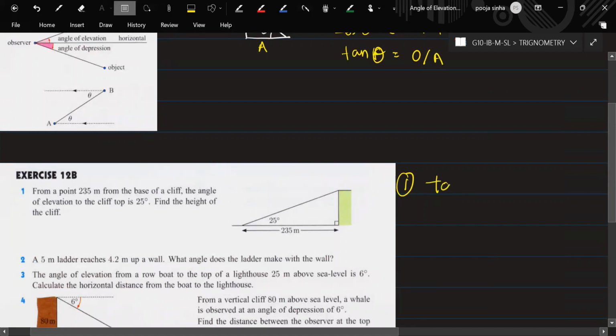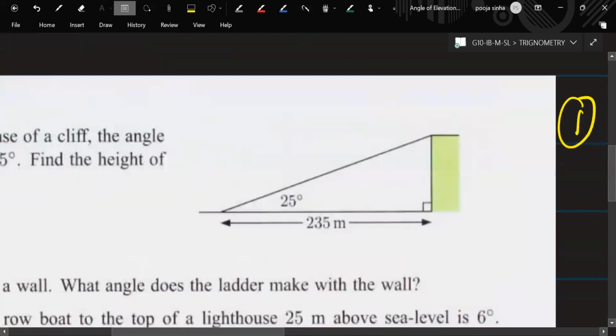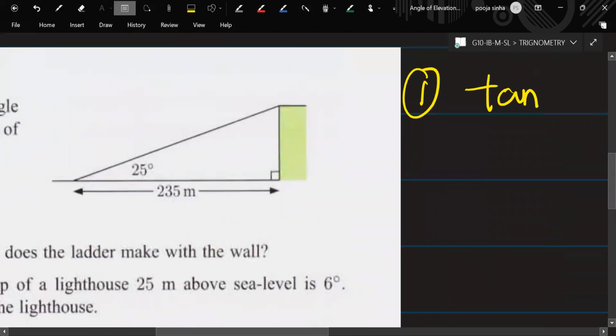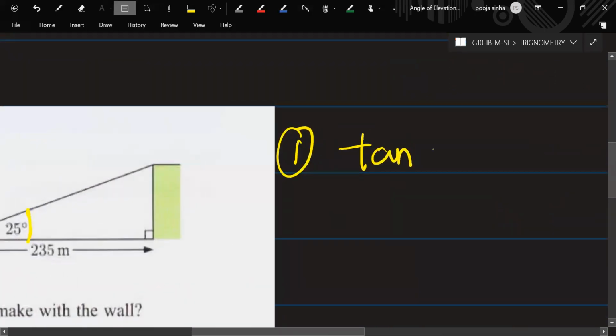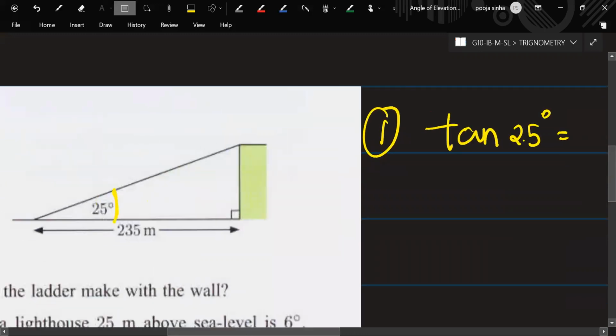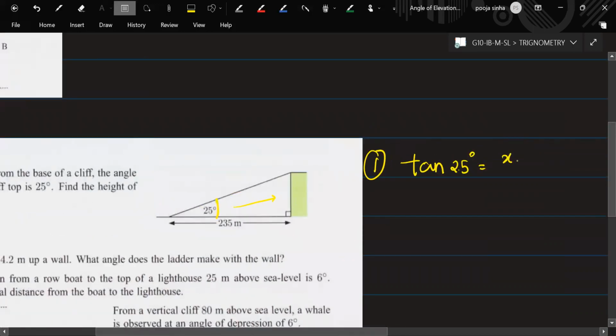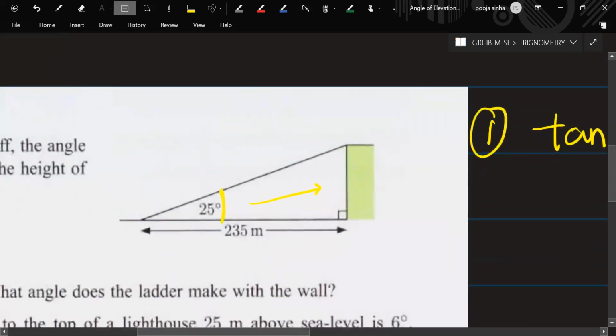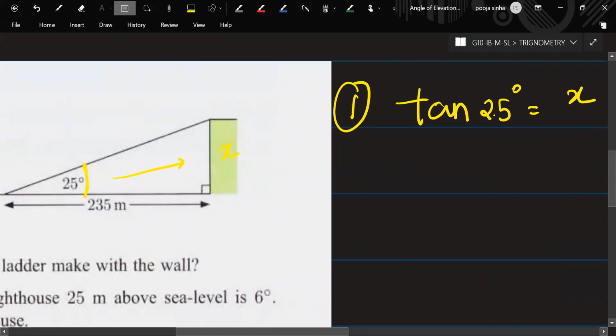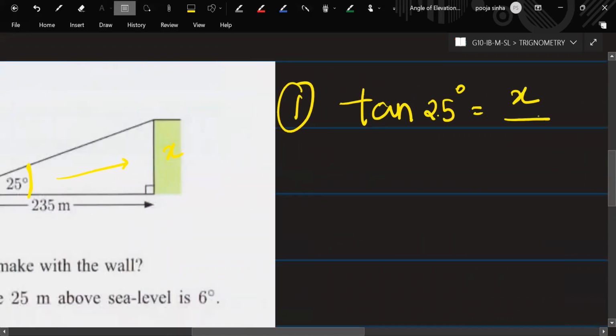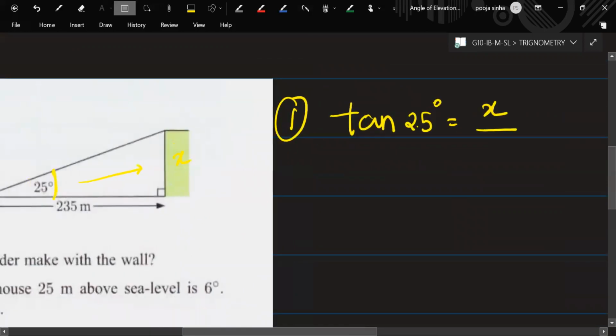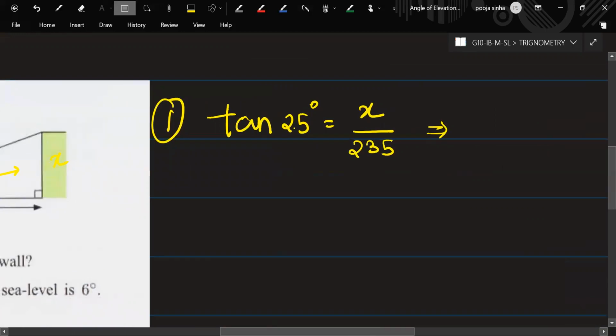You said tan theta. And theta is how much given to us? 25 degrees. So I'll write tan 25 degrees is equal to O upon A. Here we don't have O. O is how much? We don't know. So can I take it as X, which we don't know? O is X. Upon A. How much is A? 235.